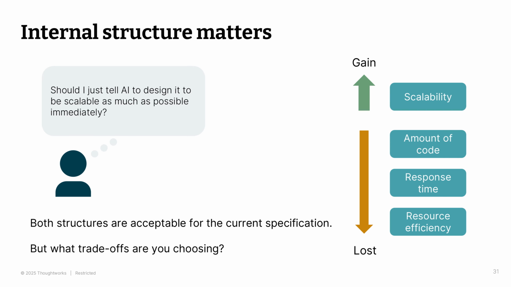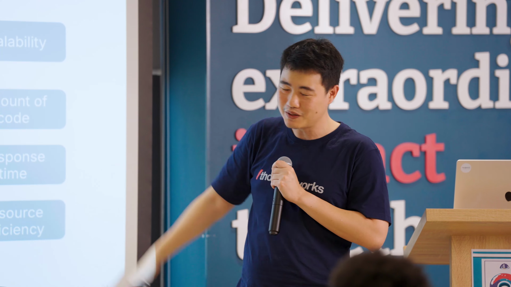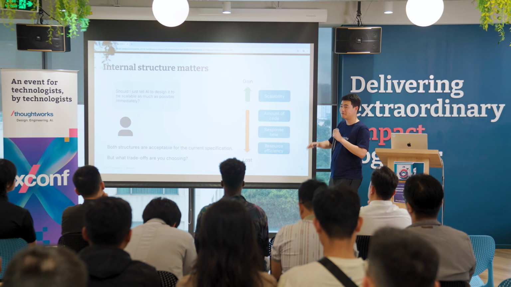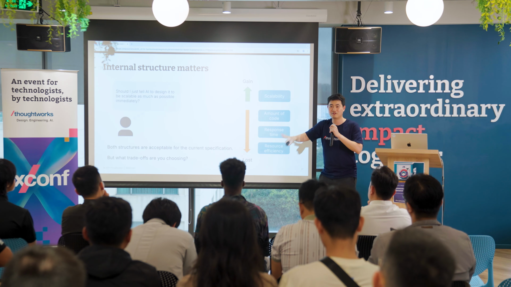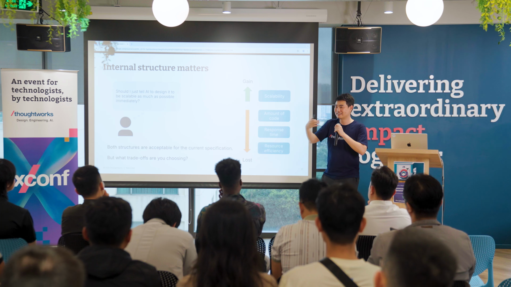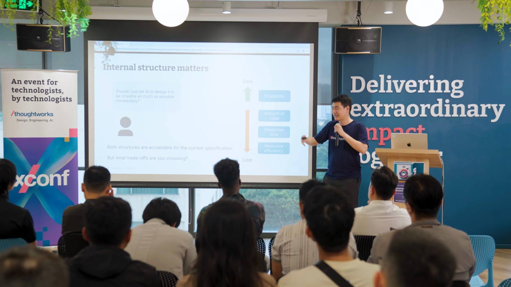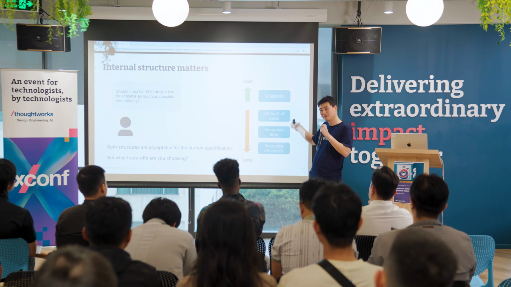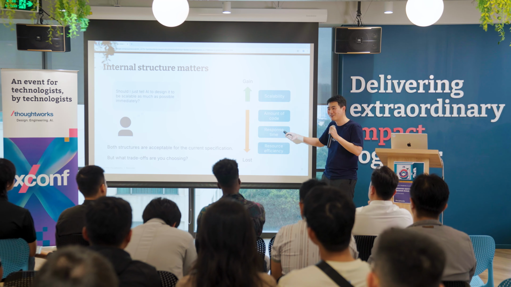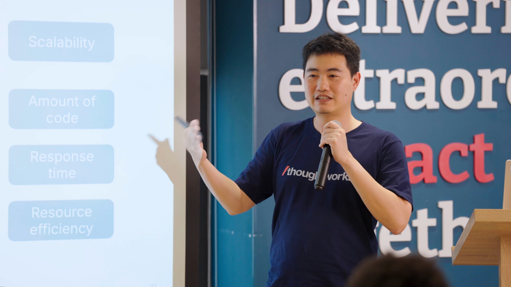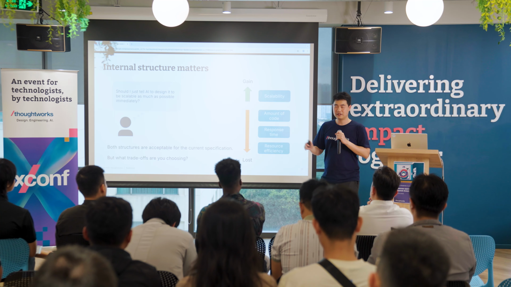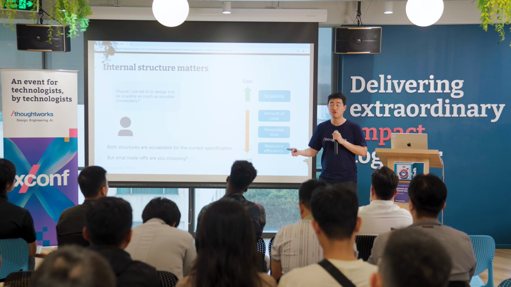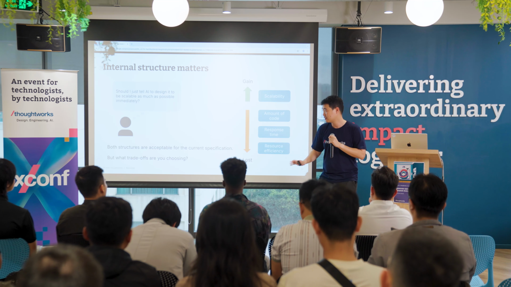Should I try to get the AI to design it as scalable as possible immediately? Maybe, maybe not. What I gain might be scalability, but if I start to separate out the pricing module from the products, decouple it, decouple the stock system, the amount of code increases. The response time is going to be a little bit slower because it's not in the same table anymore. Resource efficiency is going to decrease a little bit. But if we look at the current requirement, both structures still work and still fulfill the requirement. But there's an internal trade-off.